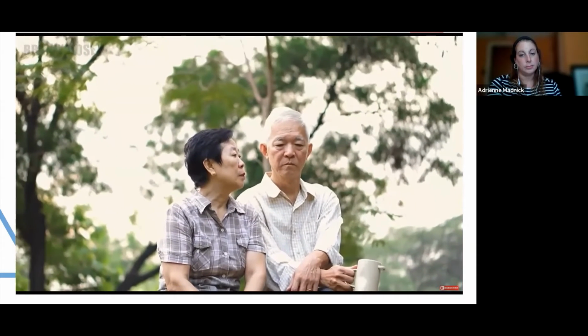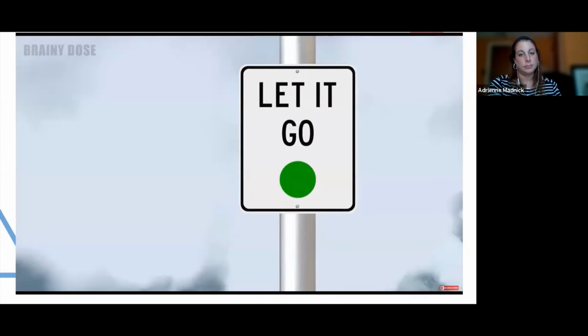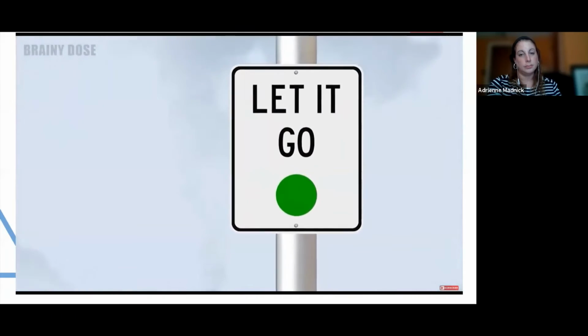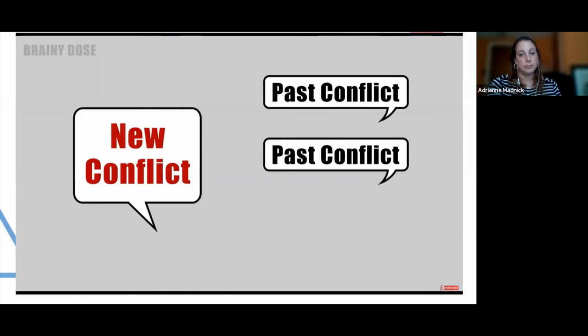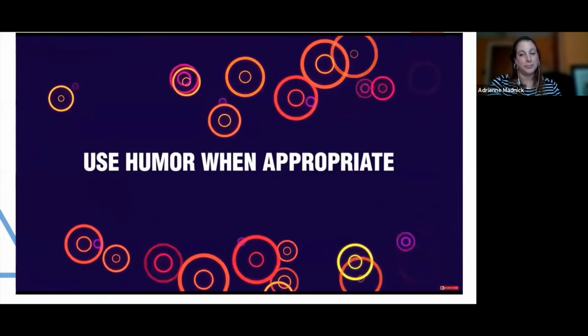If someone does or says something that bothers you, bring it up with them within 48 hours. If you don't, just let it go. Don't use past conflicts as a weapon when you are engaged in a new conflict. The other person will resent you for doing so, and it will just make it harder to come to a resolution. Number 13, use humor when appropriate.